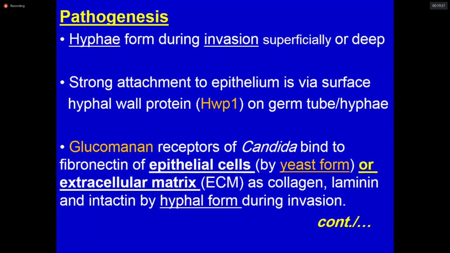Or there is another way of attachment by the hyphal form, which attaches to the extracellular matrix of the epithelial cells, composed of collagen, laminin, and intactin, during invasion. So the hyphal wall protein, HWP1, is responsible for hyphal attachment to the extracellular matrix, collagen, laminin, and intactin, while glucomannan is present in the yeast form, responsible for attachment to epithelial cells via fibronectin. Yeast form, fibronectin. Hyphal form, extracellular matrix via hyphal wall protein.